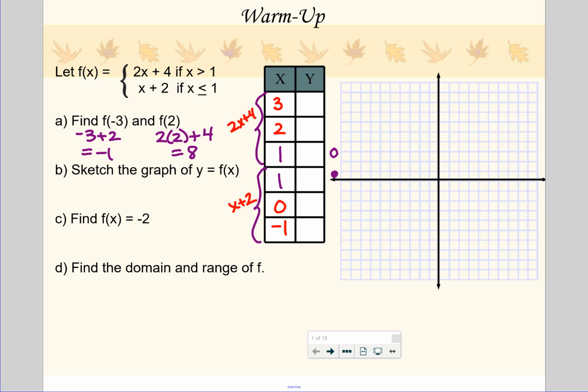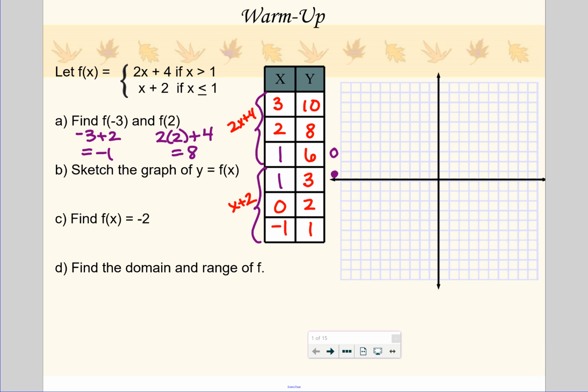And then you can just plug each of those x's into their respective equation. So if I plug 3 into the top equation, I get 10. 2, we already did that, we got 8. And 1 in, we get 6. Plug 1 in the bottom, you get 3, then 2, then 1.